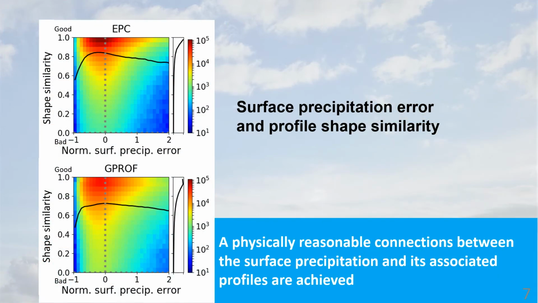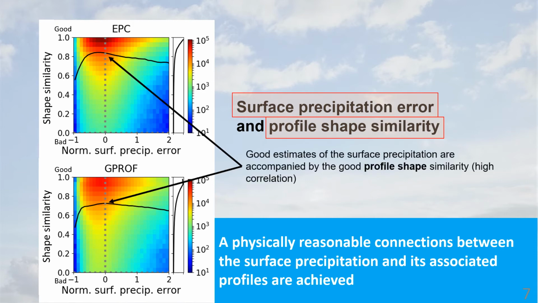This is a joint analysis between the surface precipitation error and profile shape similarity. And again, good estimates of the surface precipitation are accompanied by good profile shape similarity. So physically reasonable connections between the surface precipitation and its associated profiles are achieved by the passive algorithms.